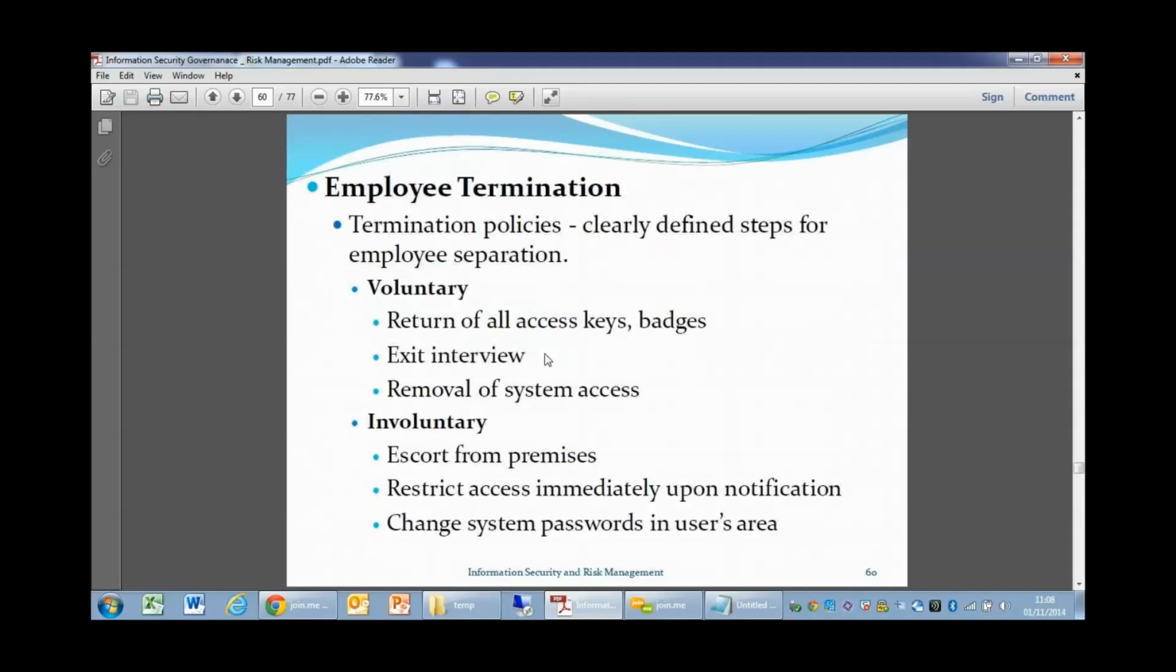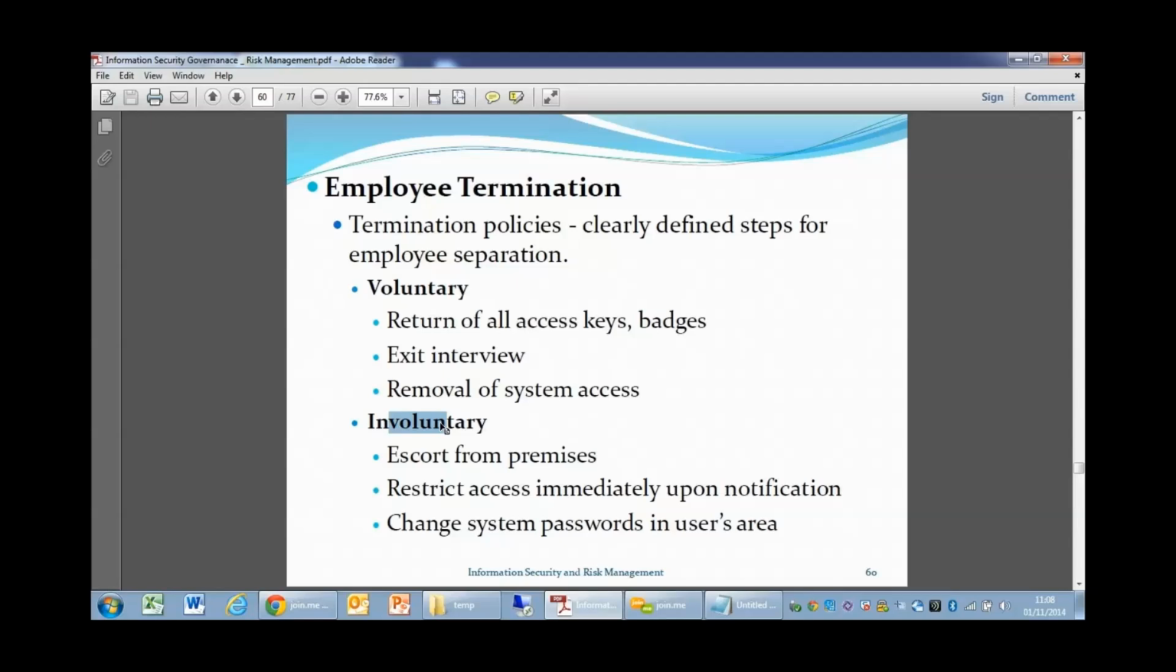Employee termination: this is very important. In case you fire an employee, that employee is now a disgruntled employee. Now he can be a threat to your organization because you have fired him. So he should be escorted from the premises. The HR, his manager and the security personnel in the organization should escort him from the organization, and his access should be immediately deactivated, and all his system passwords should be removed at the same time.